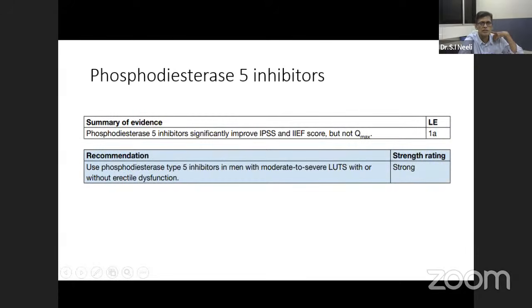So PDE5 inhibitors significantly improve IPSS and IIEF score, but not Qmax, and they are strongly recommended in patients with moderate to severe LUTS, with or without erectile dysfunction.